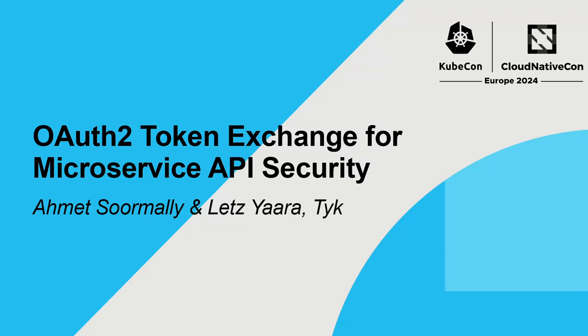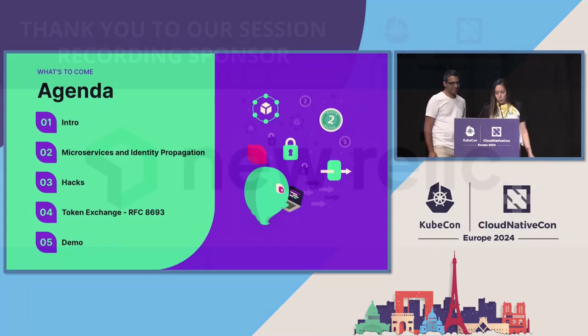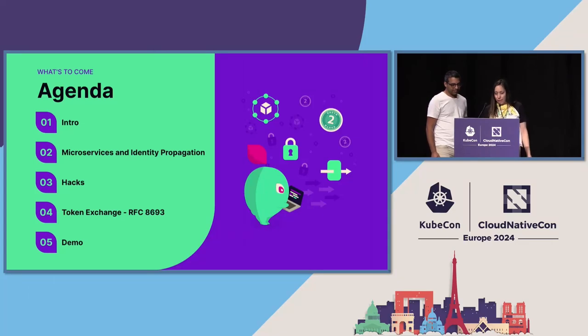Okay, today we'll take a deep dive into the complexity surrounding identity propagation and API security in microservices environments. We'll explore our current workarounds and their issues. Then we'll see how a novel, relatively unknown, and under-implemented extension of OAuth2 might help us to solve our problems. At the end, we'll also demo the solution.